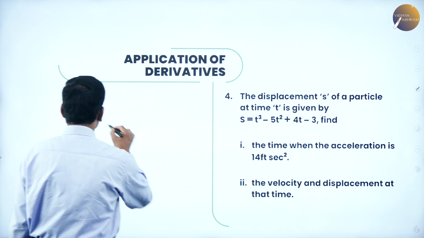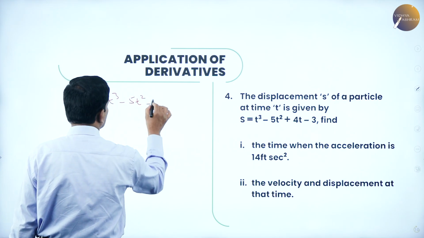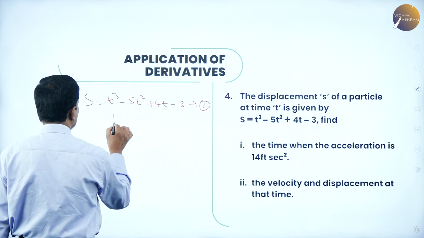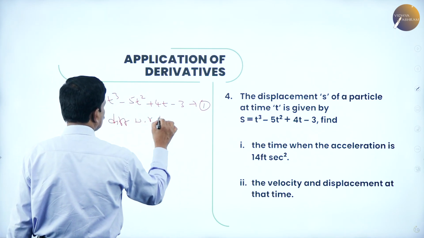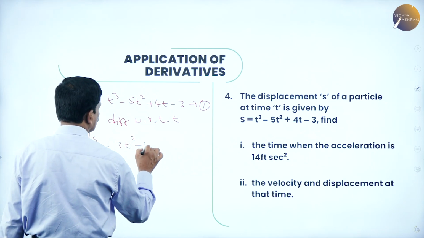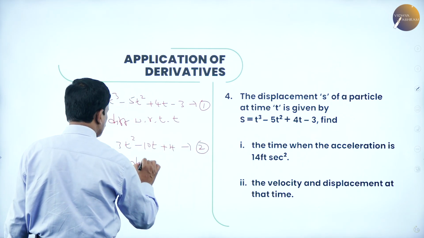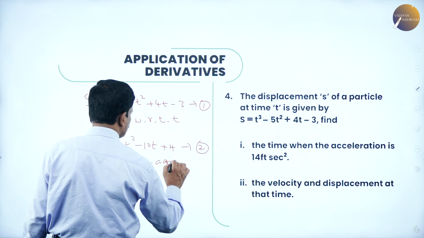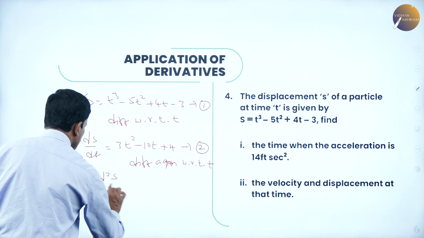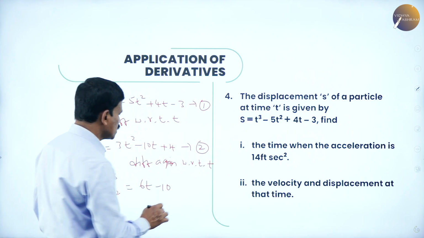Now, what is given? s is equal to t cube minus 5t square plus 4t minus 3. Let us represent this as equation number 1. Differentiating with respect to t, ds by dt is equal to 3t square minus 5 2s are 10t plus 4. Let us represent this as equation number 2. Again differentiate with respect to t. Then what we will get? d square s by dt square is equal to 6t minus 10. Now, this is equation number 3.